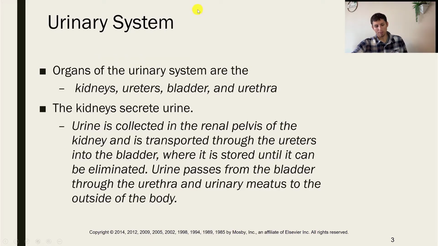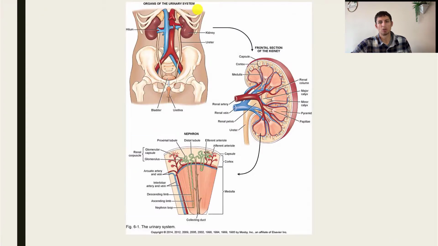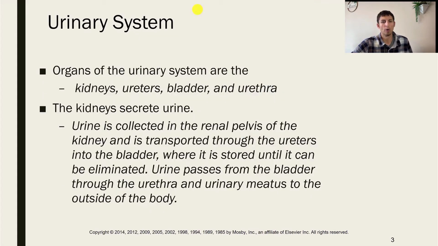So if we flip the page and start looking at some of the actual organs of the urinary system, we'll see a couple of different images here that I'm going to scroll through, and we'll be coming back to look at these, but I just wanted to show you where we're going. The main organs of the urinary system, and these are listed on page 208 of your text, are the kidneys, ureters, bladder, and urethra.